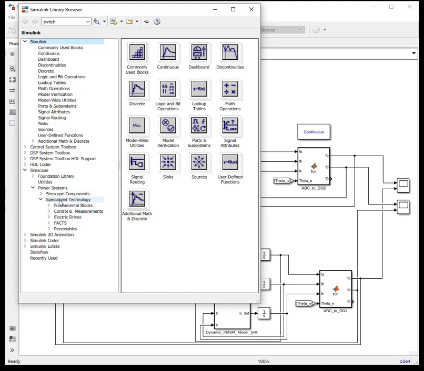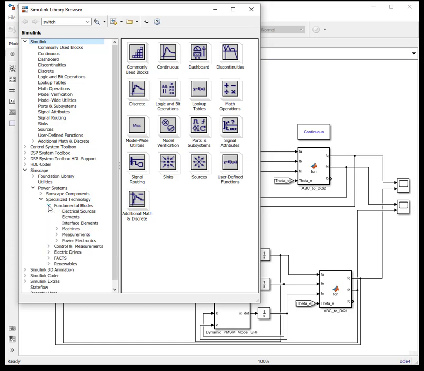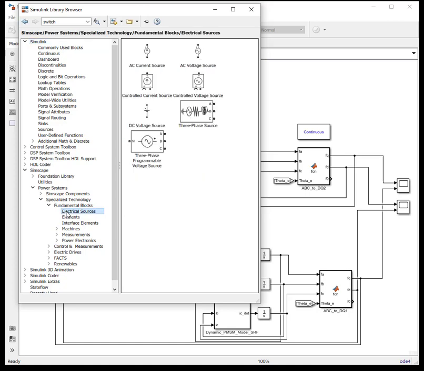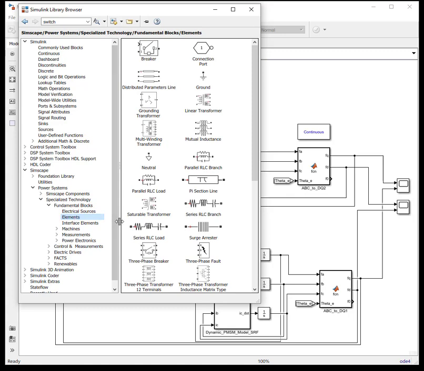And then if you go to specialized technology, Simscape, specialized technology, and right here, under specialized technology and under fundamental blocks, these blocks are very simply implemented, and it makes it easier for the user to implement a complex model like a PMSM.